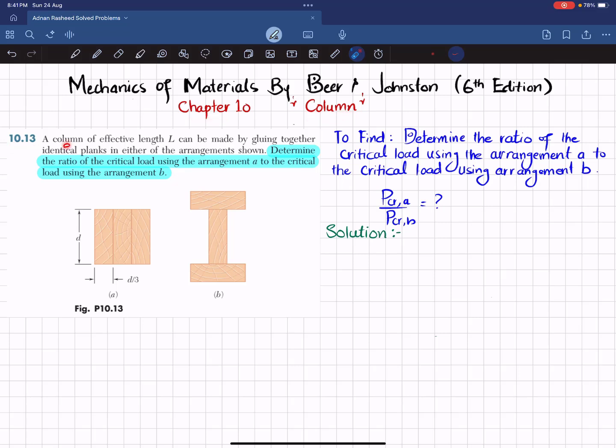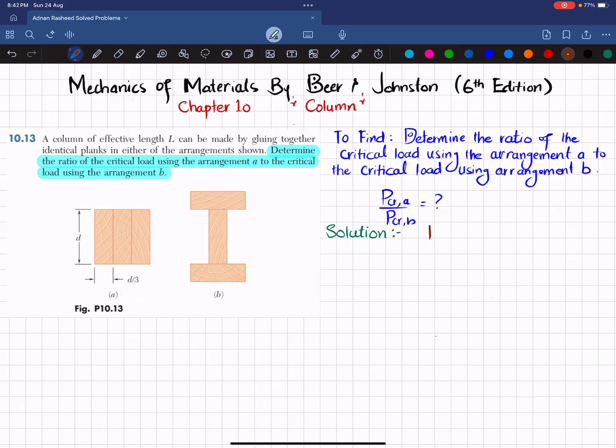The statement is: a column of effective length L can be made by gluing together identical planks in either of the arrangements shown. Determine the ratio of critical load using arrangement A to the critical load using arrangement B. You can see this is arrangement A and this is arrangement B, made from three identical planks in this arrangement and in this arrangement. So you have to determine the ratio of the critical load using arrangement A and arrangement B. Let's start with the solution.